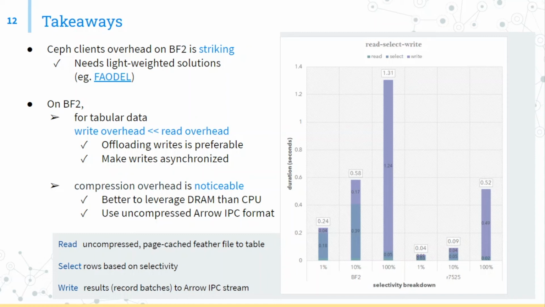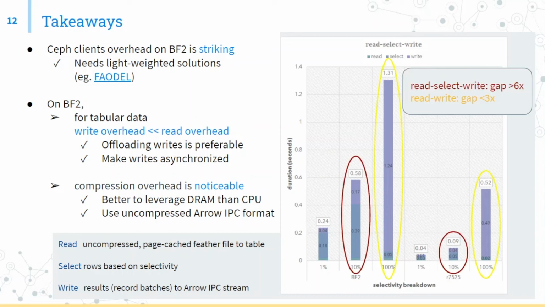The figure on the right is a distilled comparison between the read and write operations overhead by breaking down a typical workflow that composes of starting with reading, then row-based selecting, and finally writing to an uncompressed Arrow IPC stream. The three columns on the left show the time breakdowns for the operations performance on the Profile 2 cards under three different selectivity. And the three columns on the right show the time breakdowns for the host.